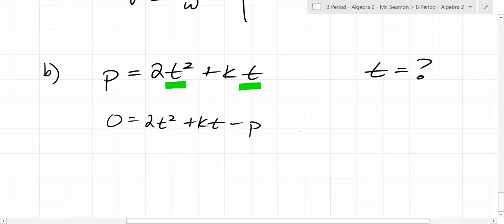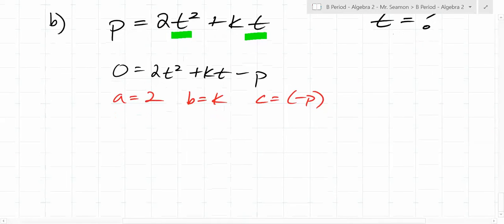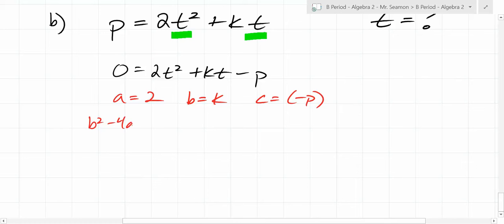You ask yourself, can you factor this? And you go, I don't really want to factor it. So what are you going to use? Tell me what a equals, Katie. Rachel, tell me what b equals. And Lauren, tell me what c equals. Yeah, so what can you use right now? Yeah, so b squared minus 4ac, what does that equal? K squared minus 4 times 2 times negative p. So you get k squared plus what?